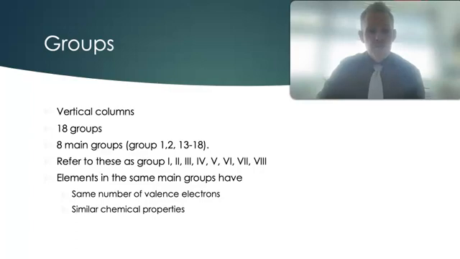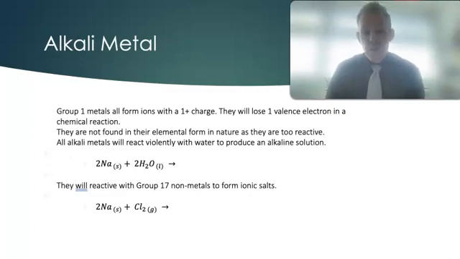There are special groups on the periodic table. There's really sort of 5-ish that you need to know about. The first one's your alkali metals. So they're your group 1 metals. All of these form ions with +1 charge, so they're going to lose 1 valence electron in a chemical reaction. We never find these in their elemental form in nature, so you're not going to go out and find a chunk of sodium or a chunk of potassium.